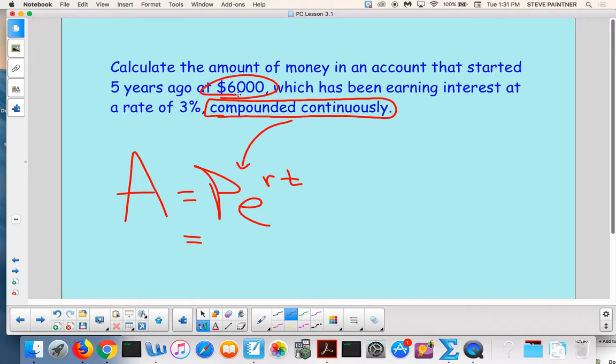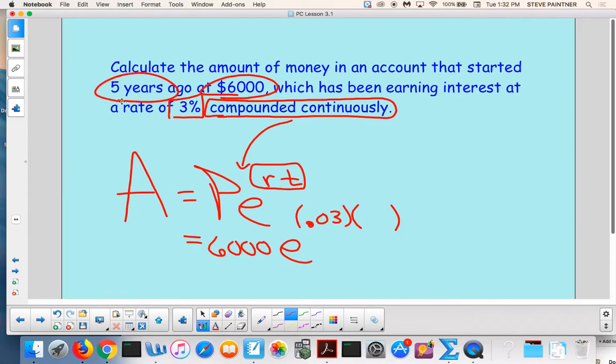6,000. You don't multiply by 1 plus R, you just say times E to what power? RT. What's R? 3%, yep. Times T. Is it 5? Oh yeah, 5 years, sorry. When you punch this in, guys, you might want to use grouping symbols like that. Either that or actually type what is 0.03 times 5. You can do that.